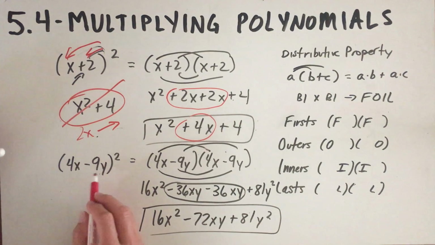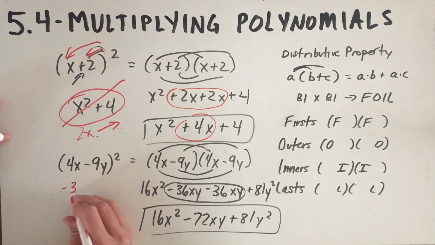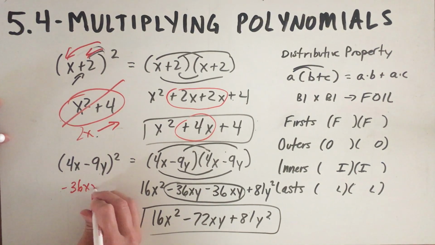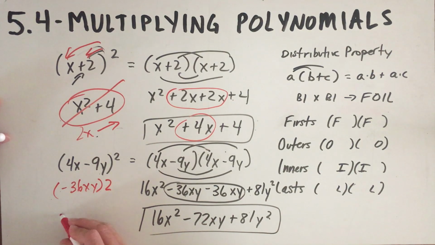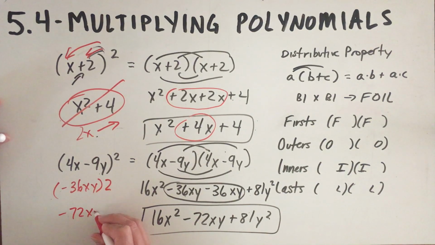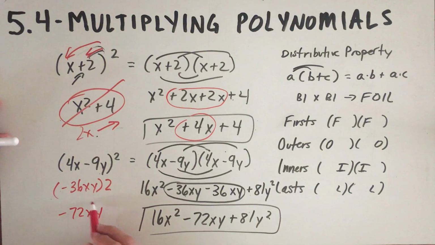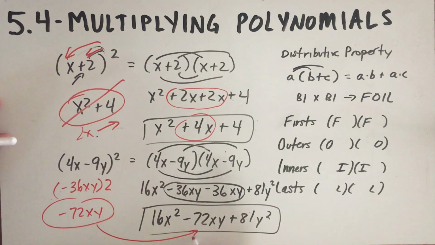Well, I would just say that negative 9 times 4 is a negative 36. X times y is xy. And then I would double this, or basically times this by 2. Well, 2 times negative 36 is a negative 72, and I still have xy. So this is my cross product that you can see, again, is the middle term here.